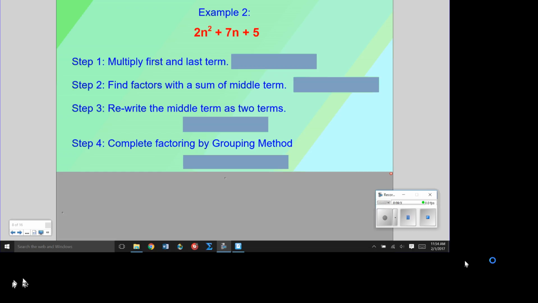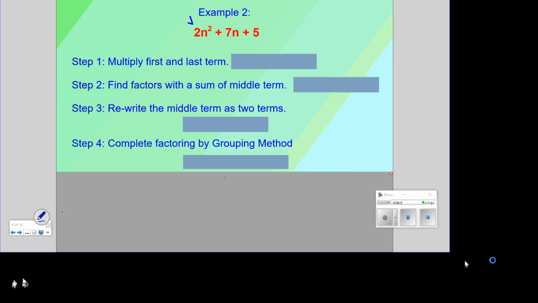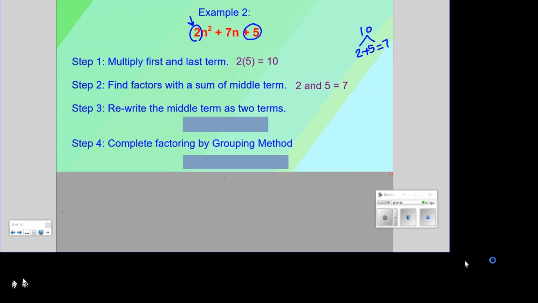All right, so here's our next example, 2n squared plus 7n plus 5. Here is another trinomial with a coefficient. The highest degree term has a coefficient other than 1, it's 2. So first order of business is to multiply that 2 by the positive 5 to get 10. We want factors of 10 that add up to our middle term of 7. So factors of 10 that add to 7 will be 2 and 5. 2 times 5 is 10. 2 plus 5 is 7.